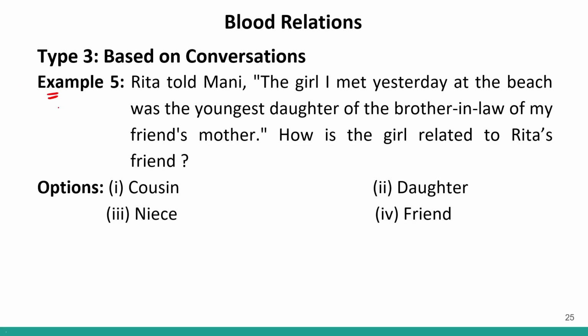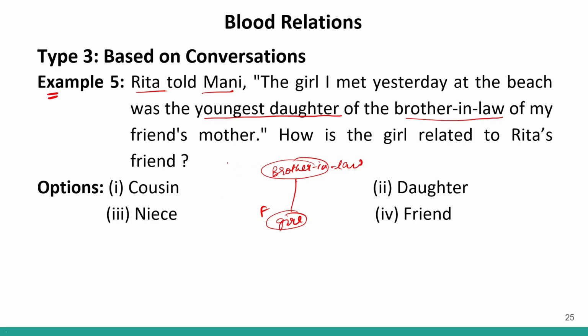Question number 5. Example 5. Rita told Money, the girl I met yesterday at the beach was the youngest daughter of the brother-in-law of my friend's mother. So Rita is telling Money that there is a girl she met yesterday at the beach who is the daughter of somebody's brother-in-law.